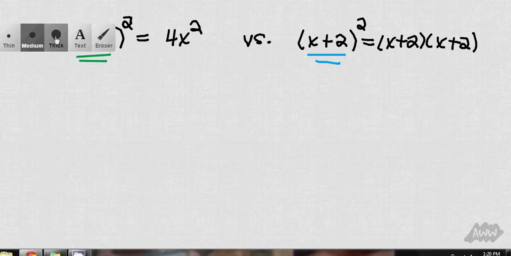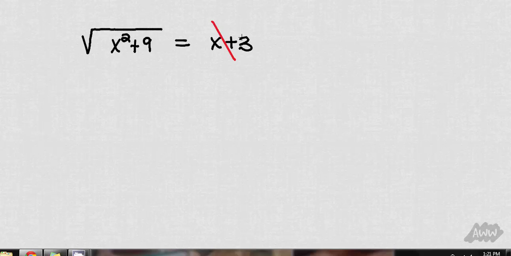So next we're going to look at something that is quite similar, but instead of squares, we're going to look at square roots. Let's say I have this expression, and I'm working on a problem, and I get this. Here's the mistake that is made often. The mistake is to think that we can simplify the square root of x squared plus 9 to x plus 3. Okay, this is bad. This is not correct. We cannot simplify this to x plus 3.